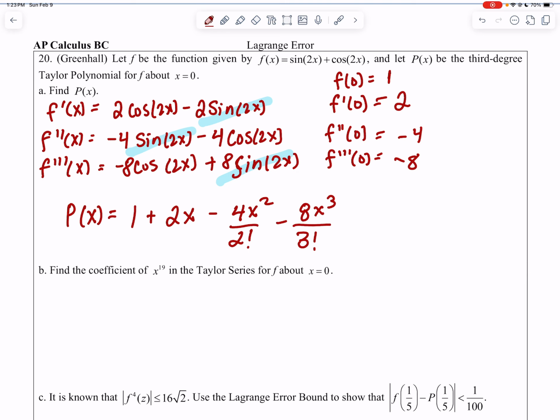Okay, now part B says find the coefficient of x to the 19 in the Taylor series for f about x is equal to 0. Here's the thing.